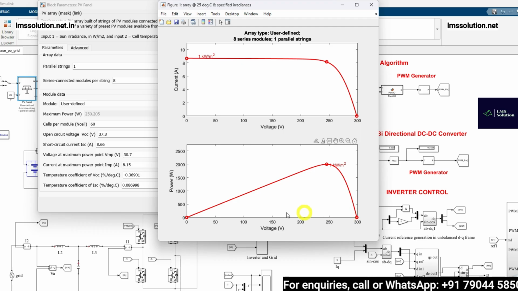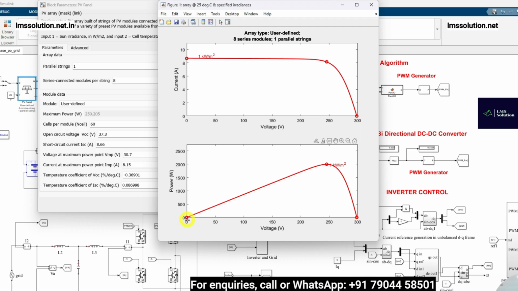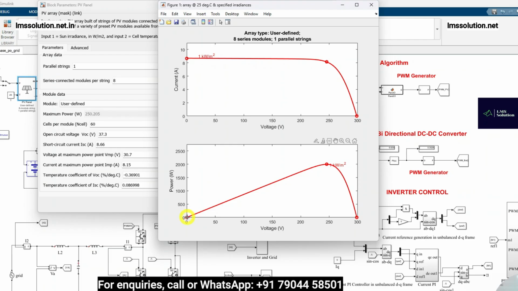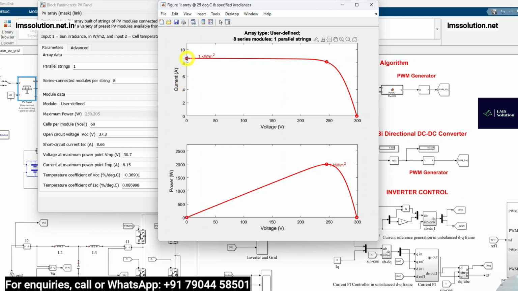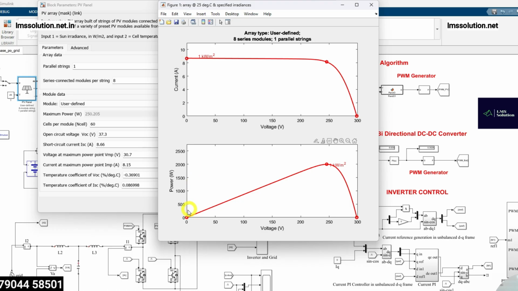When the system is short circuited, the voltage will be zero and power is also zero. So this is that point. This is the short circuit current of 8.66 amps, and the voltage will be zero. Here we will see that.